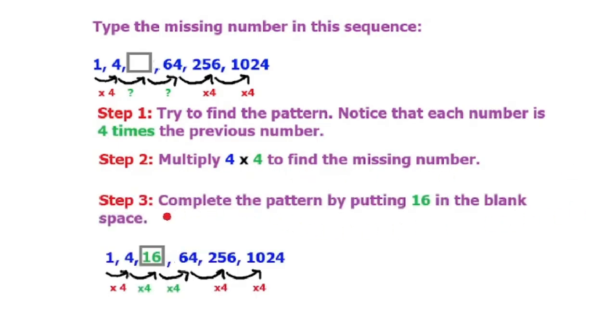So step 3, complete the pattern by putting 16 in the blank space because 4 times 4 is 16. So that's the answer, and now we can complete the rule for the entire sequence, right? Times 4, times 4, times 4. We know 4 times 4 is 16, 16 times 4 is 64. So we know we have the right number in the sequence now.